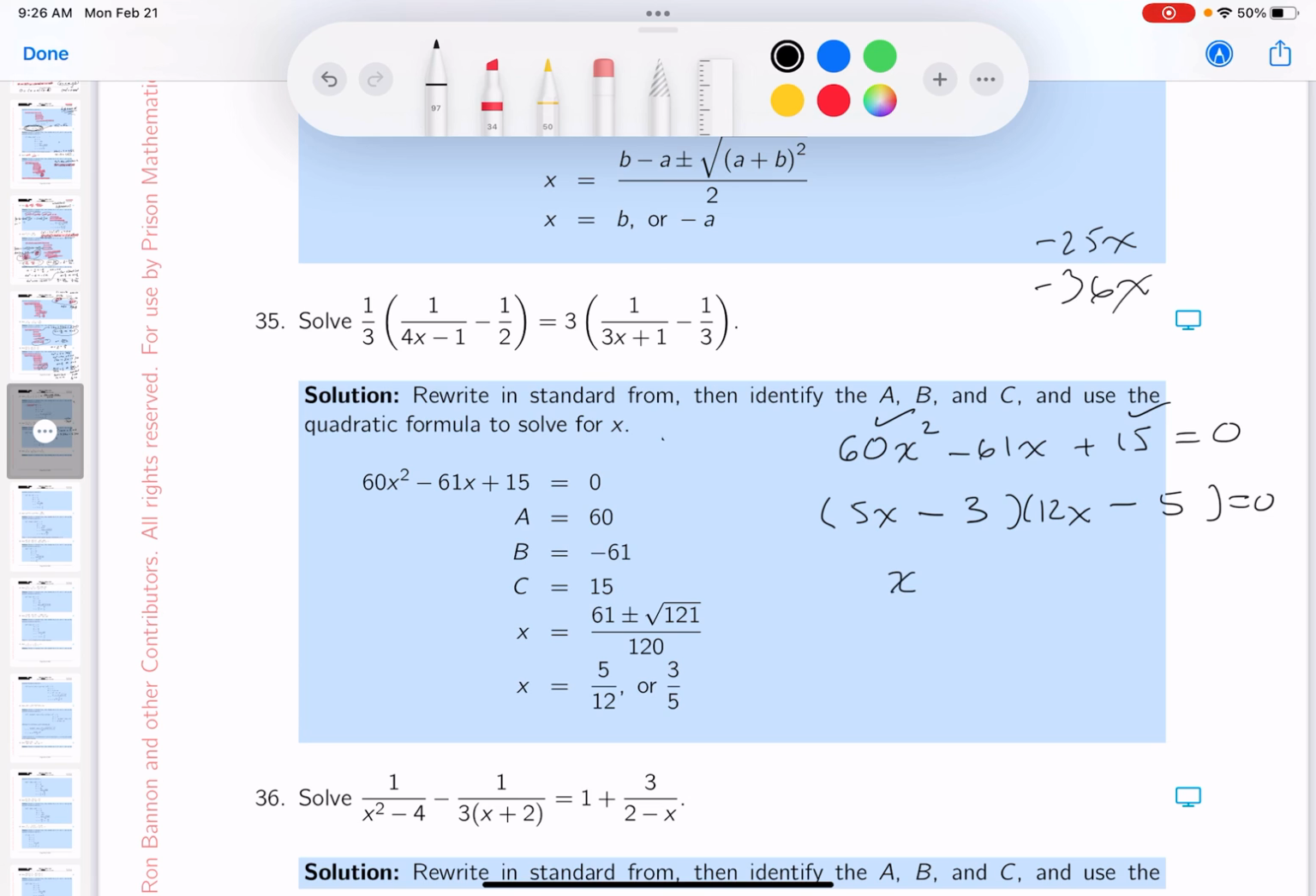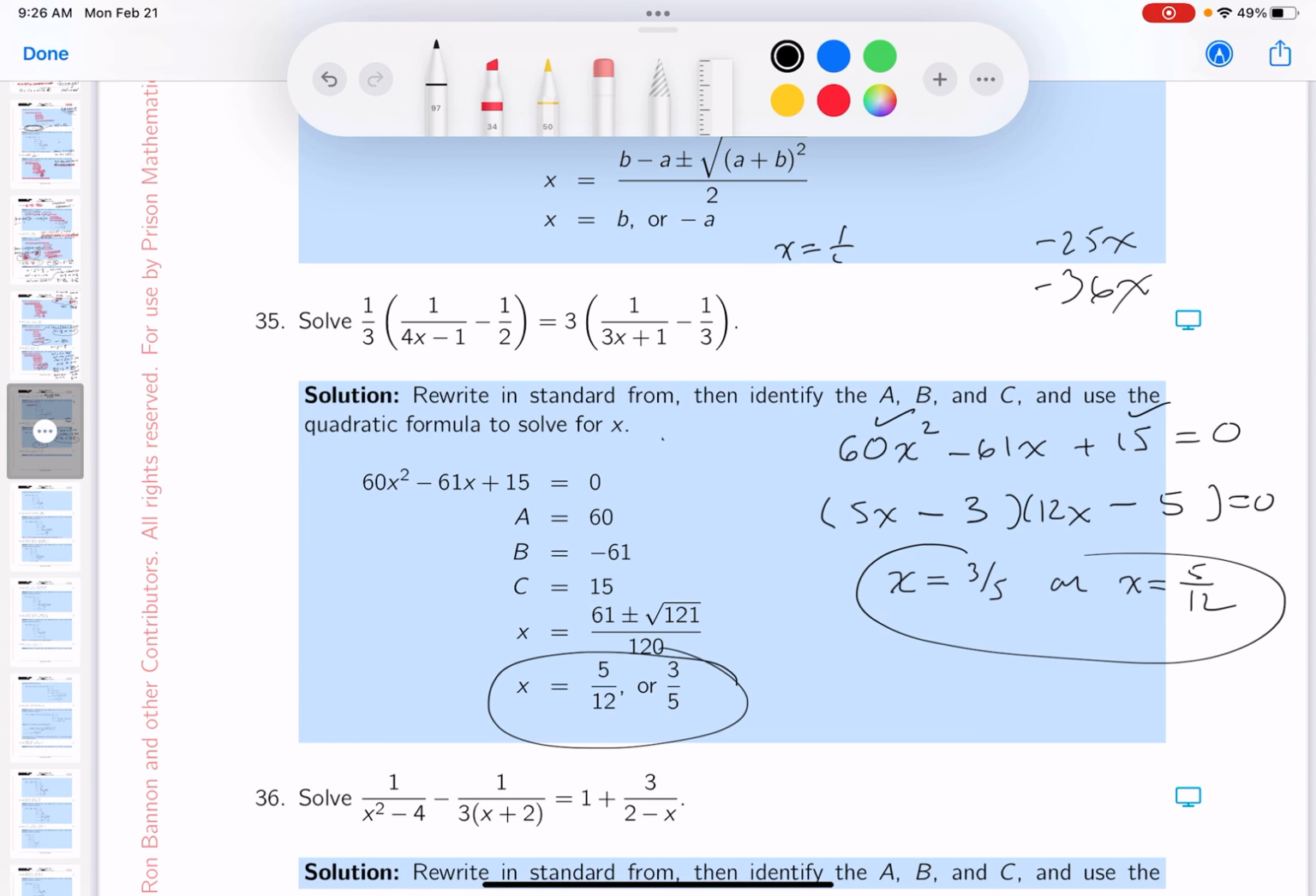So what do you get over here? x equals 3/5, or x would equal 5/12. See those answers over here? Before I go on, I want to point out bad answers here would be x equals 1/4. Why is that? Division by 0, so it couldn't be that. Well, I didn't get that, so I'm not worried. The other bad answer would be minus 1/3. That would also be a bad answer, but I didn't get that either.